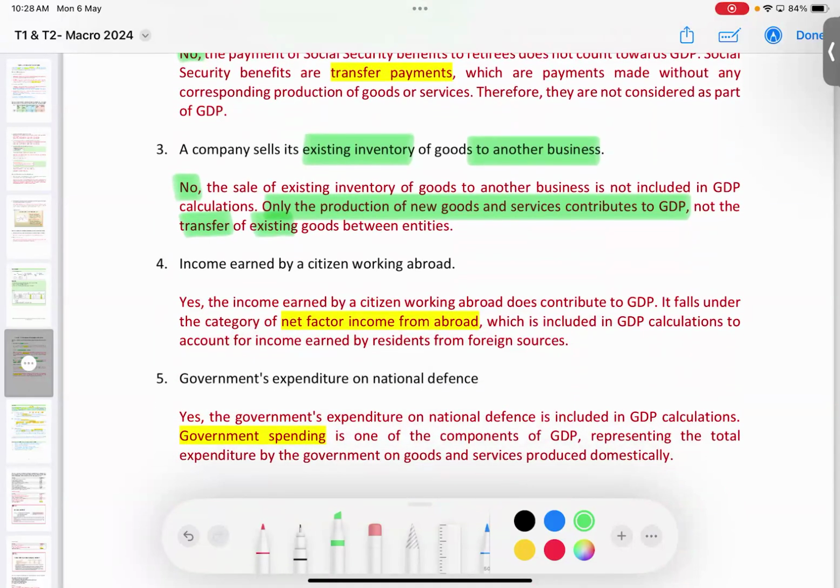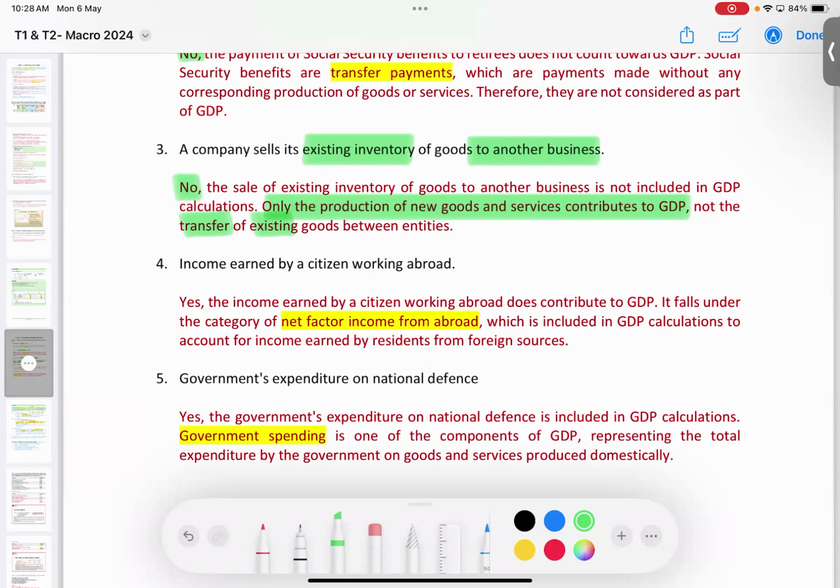So for example, you are Malaysian, you work in the UK or Singapore. Is it being included in GDP? It is still being included in GDP because you are still Malaysian. You work in another country, you earn income. Okay, that is under the income approach.